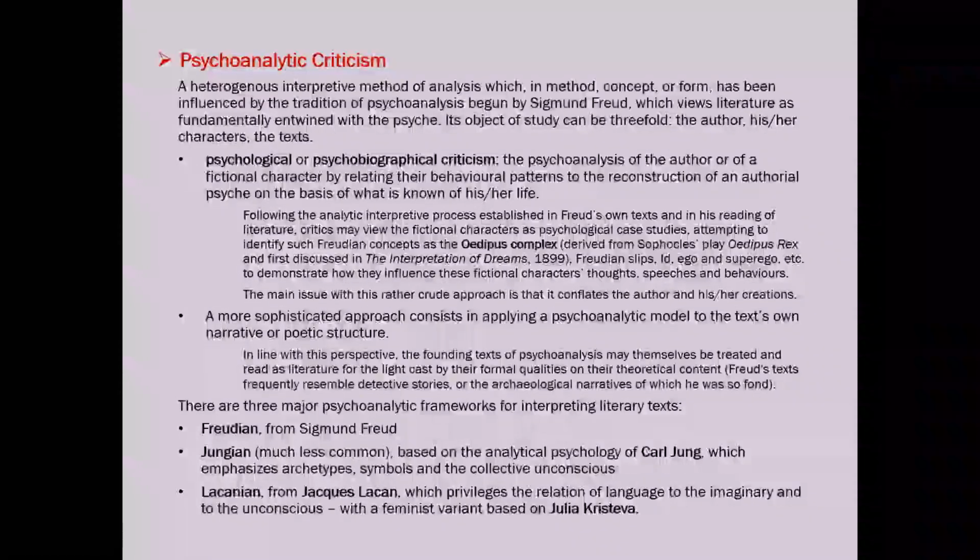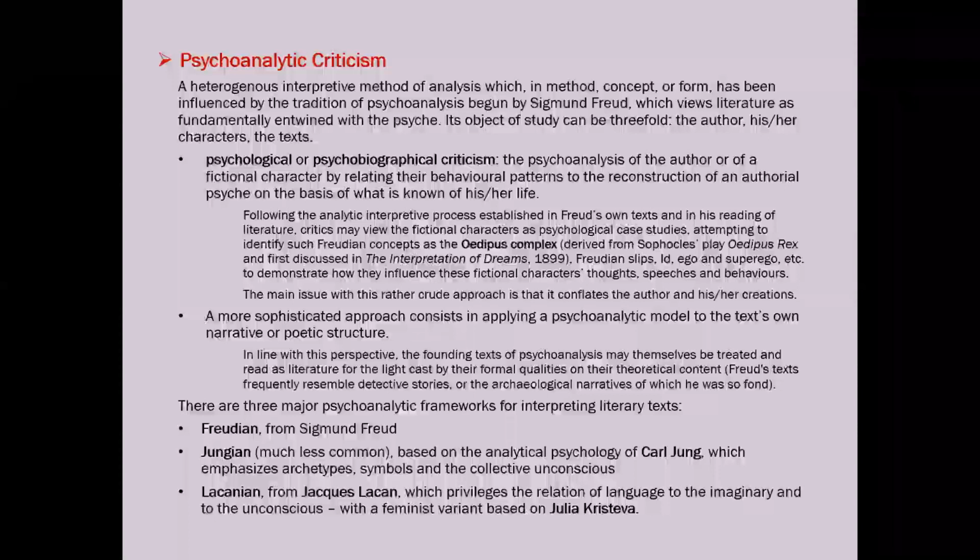One which is much less common, also because it is more difficult to apply, is the one related to a Swiss analytical psychologist called Carl Jung, which emphasized archetypes, symbols, and the collective unconscious. As opposed to Freud, who talked about the individual unconscious, this one talked about the collective unconscious. And this is also why it's more difficult to apply to literature, where there are individual entities as opposed to collectivities.